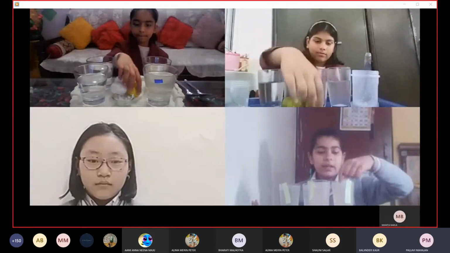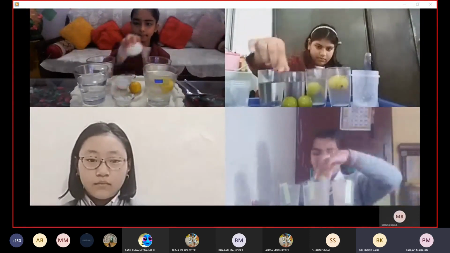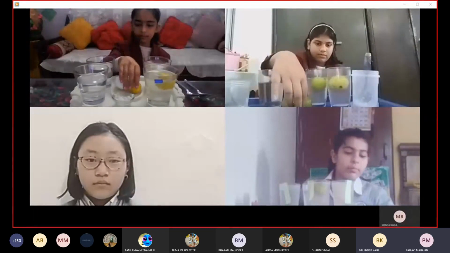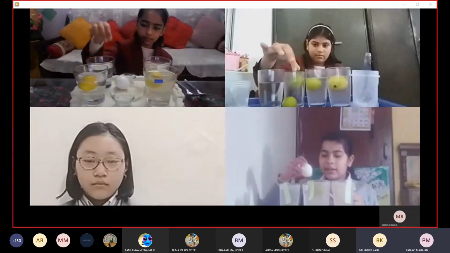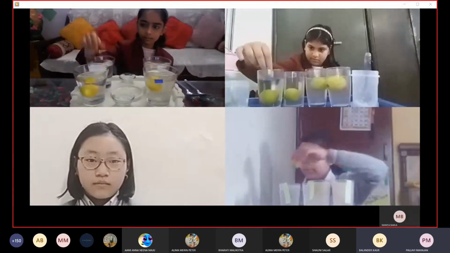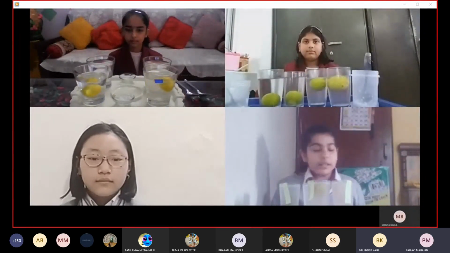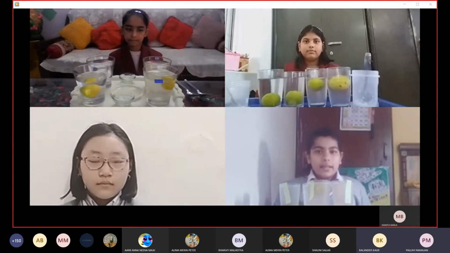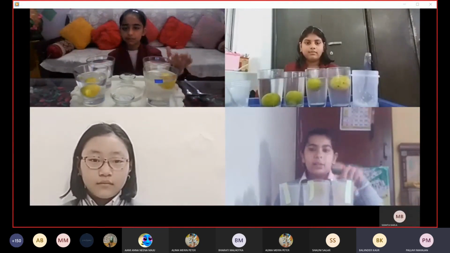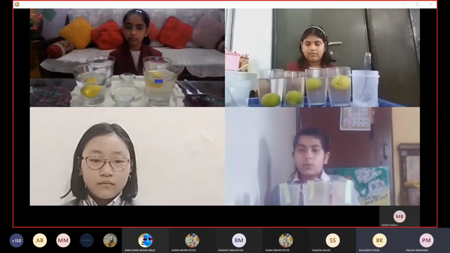Put 1 egg in glass 1 and 1 lemon in glass 2. Put 1 egg in glass 3 and 1 lemon in glass 4. Observe all the glasses. The egg and lemon in glasses 1 and 2 float, whereas the egg and lemon in glasses 3 and 4 sink.